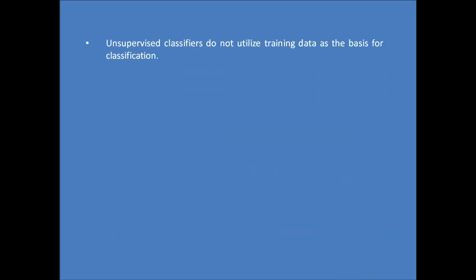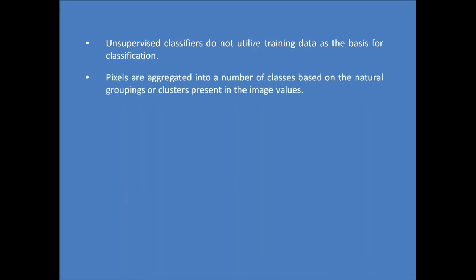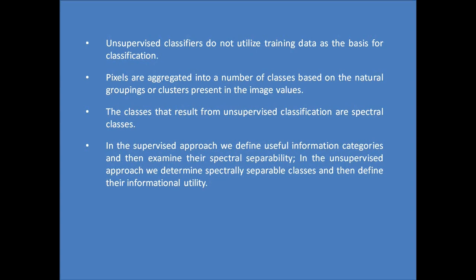Unsupervised classifiers do not utilize training data as the basis for classification. Pixels are aggregated into a number of classes based on the natural groupings or clusters present in the image values. The classes that result from unsupervised classification are spectral classes. In the supervised approach, we define useful information categories and then examine their spectral separability. In the unsupervised approach, we determine spectrally separable classes and then define their informational utility.